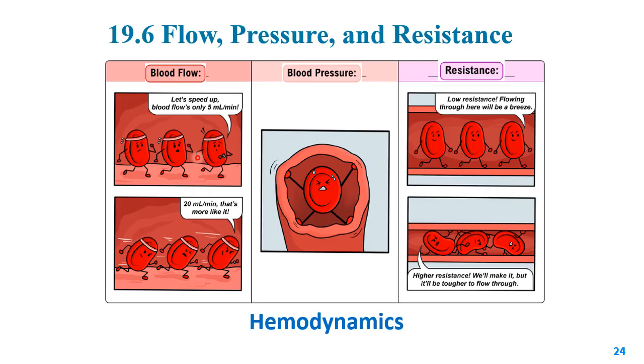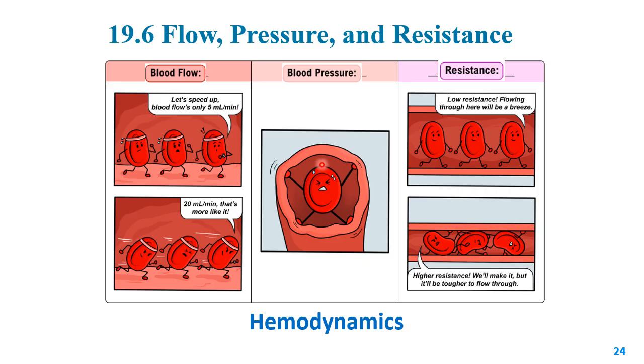All right, so let's see what's happening here. The video is showing an example of flow of blood. So the flow of blood has to do with how quickly those red blood cells are going through those vessels. Okay, so if they're just walking, it's like, hey, we need to speed up. Let's push it from 5 milliliters per minute to 20 milliliters per minute. So we're running faster. So that's the flow.